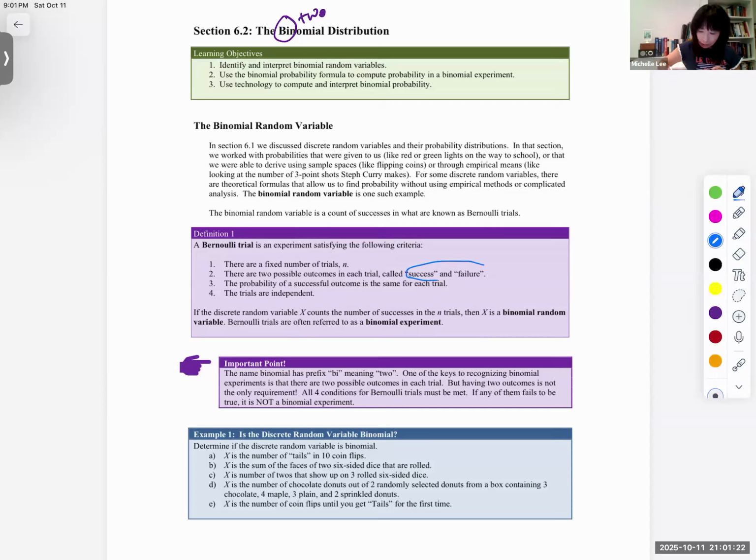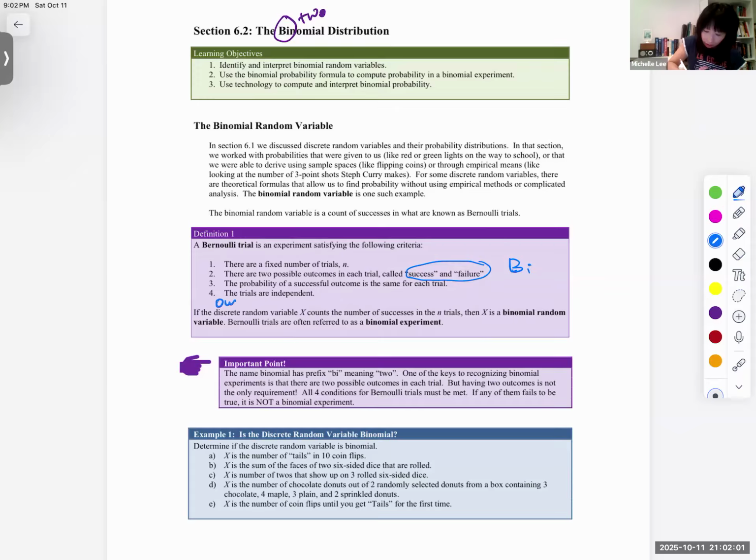So this is bi, success or failure, okay? All right, so number three, the probability of a successful outcome is the same for each trial. And number four, the trials are independent. What was independent? The outcome of event A does not affect the outcome of B, right?